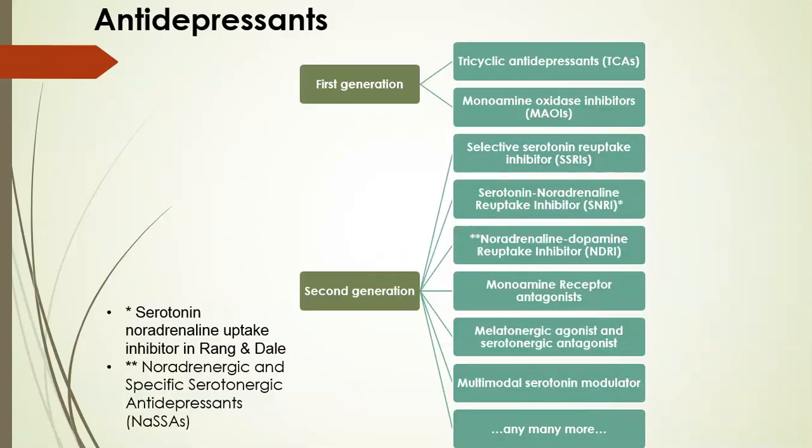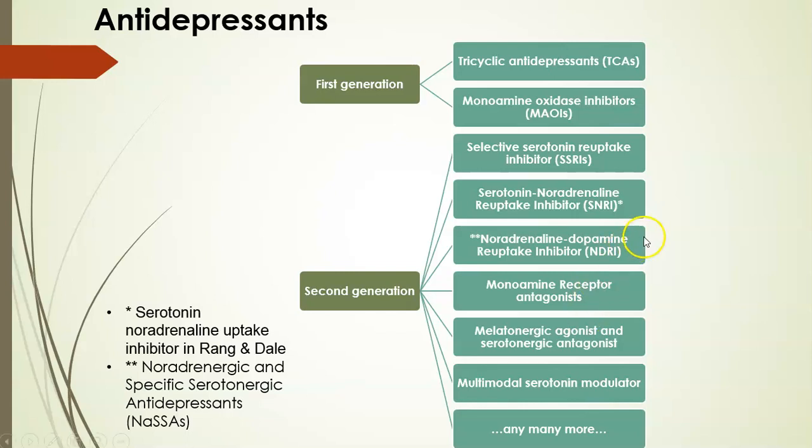Right, so enough with the hypothesis. We go on to the antidepressant drugs proper. Now I have divided the drugs into first generation and second generation. Some people classify the drugs based on various other classifications. There are many ways to classify them, but I've decided to show you the first generation and second generation.